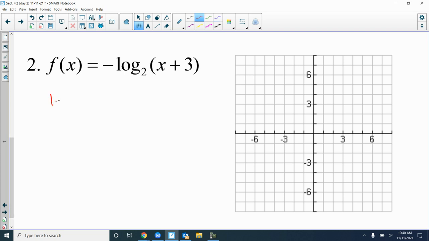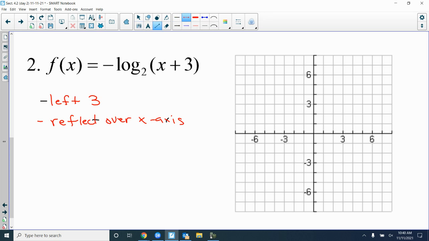And Anthony, how about the negative in front? Reflect over the x-axis. We got anything else going on? No, nothing else. All right, where's your vertical asymptote now going to be? It was at x equals 0. Now it's moved over to -3. Draw that in there. I do want you to draw that in there.